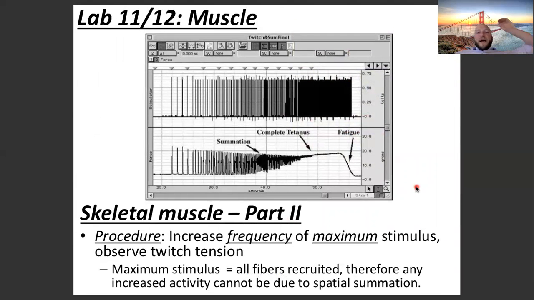So what we're going to do in this last part of this lab is we're going to see how changing the frequency of shocks to the muscle is going to change the amount of force produced. So we're going to increase the frequency of a maximum stimulus. We're using a maximum stimulus because we already know that at maximum stimulus, every muscle is being recruited. So spatial summation is not a possibility to be the reason for increasing the force generated by the muscle. The increase has to be due to the frequency because every muscle fiber is already being recruited. It can't be due to the strength of the signal or because of recruiting more signals, more fibers.